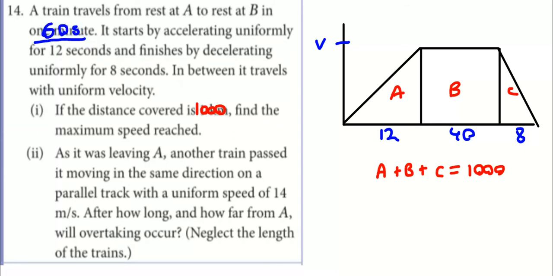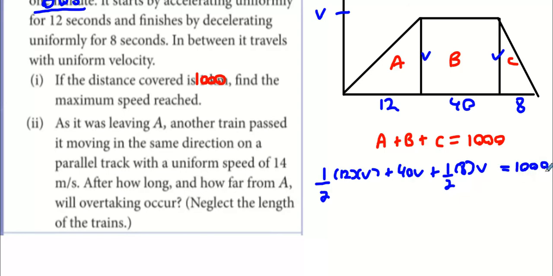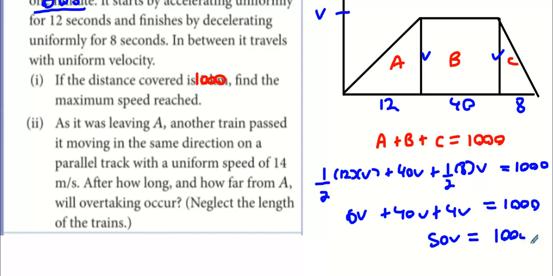Okay, so yeah, just use the area of the triangle plus the area of the rectangle plus the area of the triangle equals 1,000, and you should be good to go. Half base times height plus the area of the rectangle plus the area of the triangle equals 1,000. 6V plus 40V plus 4V equals 1,000. This implies 50V equals 1,000. And we got V equals 20.